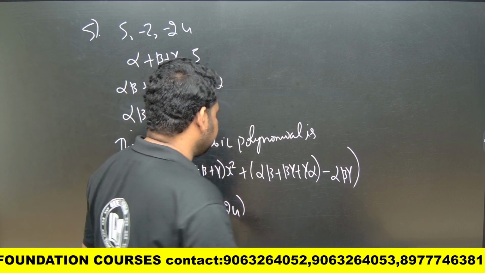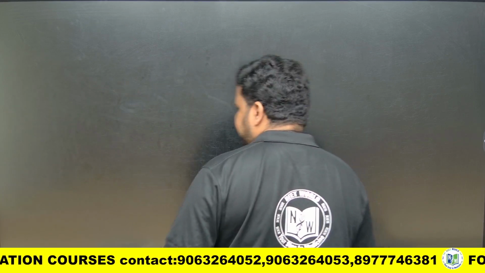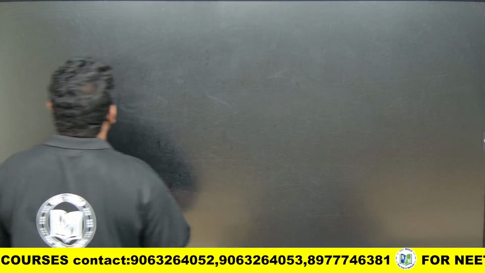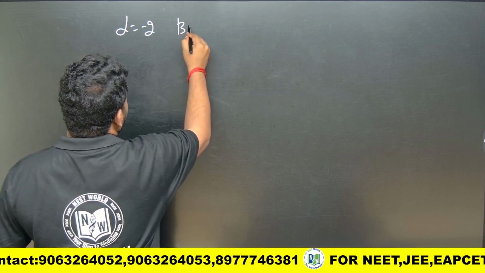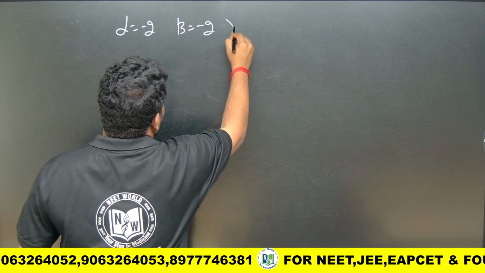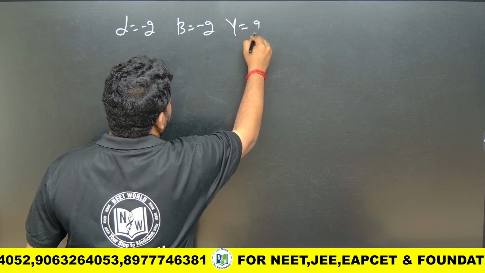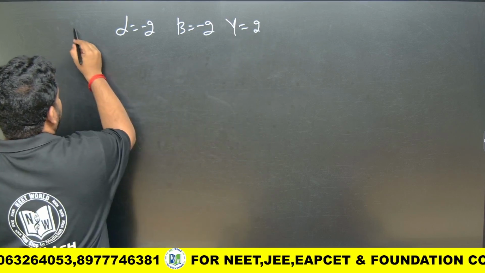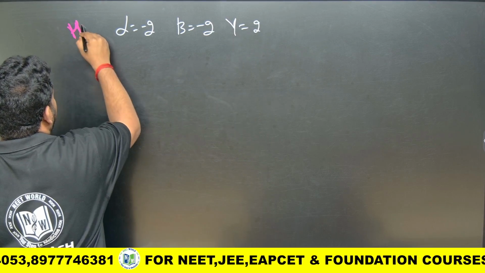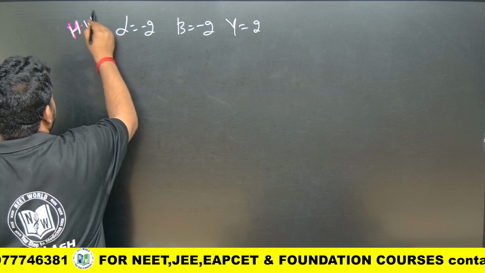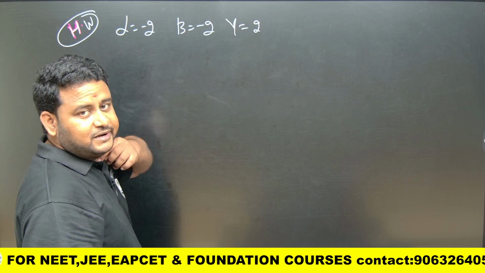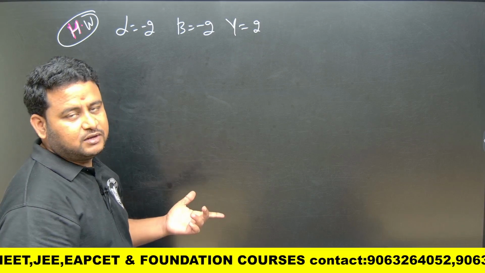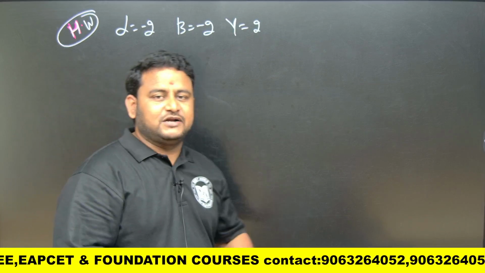Let me give one more question as homework for you. I have given alpha is equal to minus 2, beta is equal to minus 2 and gamma is equal to 2. I am asking you to find the cubic polynomial. Already I have given a homework question. Please take this also as a homework question.